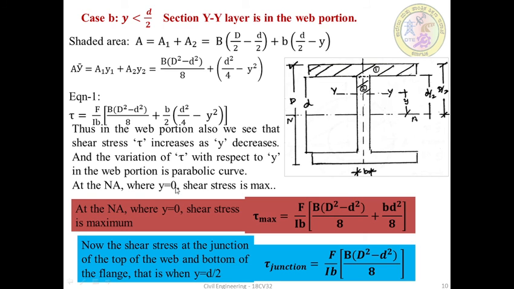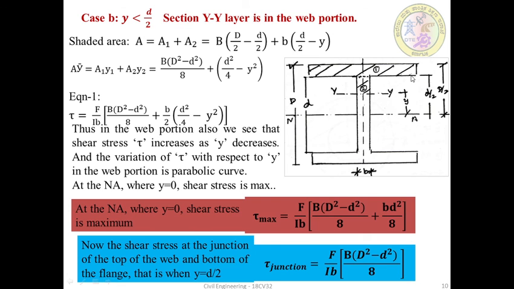And at the neutral axis where y is equal to 0, shear stress is maximum. Here this is the neutral axis. When y is equal to 0, tau becomes tau maximum. So at the neutral axis where y is equal to 0, shear stress is maximum. Therefore maximum shear stress, tau maximum, is equal to tau n, which is equal to this much. That is the answer. Now the shear stress at the junction of the top of the web and the bottom of the flange, that is at y equal to d by 2. Here we got the shear stress. We want shear stress at this point also.